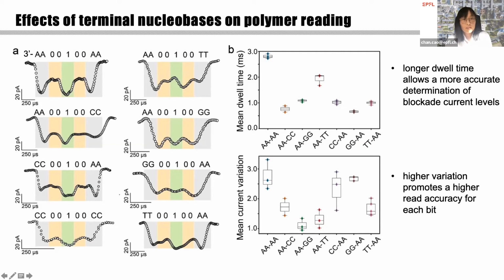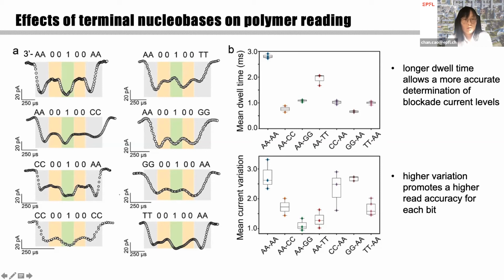To systematically evaluate the difference of this nuclear base for the reading of the polymer, we calculate the mean dwell time, because longer dwell time allows a more accurate determination of the current level. So the longer the better.